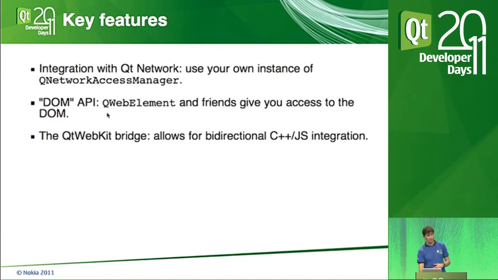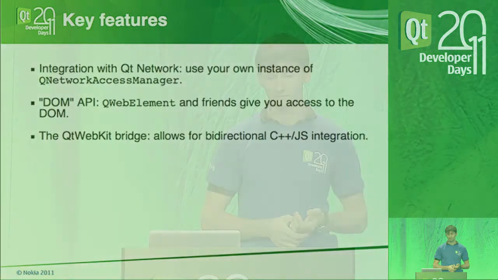The so-called DOM API, so that's the Qt Web Element class I've been using in the example. It basically gives you access to the DOM. It has lots of nice features, including render, which means you can render any part of the page to any QPaintDevice. So that is very powerful and nice to use. And another advanced feature is the Qt WebKit bridge, which allows for bidirectional C++ and JavaScript integration.